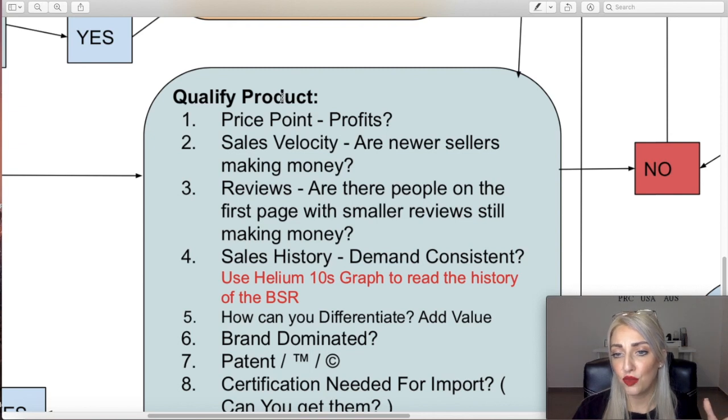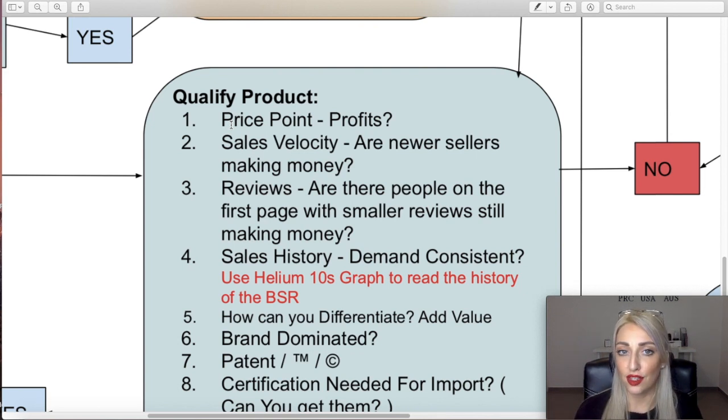So the first thing we want to qualify is the price point. Is there profit to be made here? I do not sell any product less than $25, but that is me. I know people who sell products for $18, $19 and are still making money. I personally like to see a minimum of $10 profit per unit. If you make less than $10 profit, but you can sell a lot more units a day, that's also something to take into account.